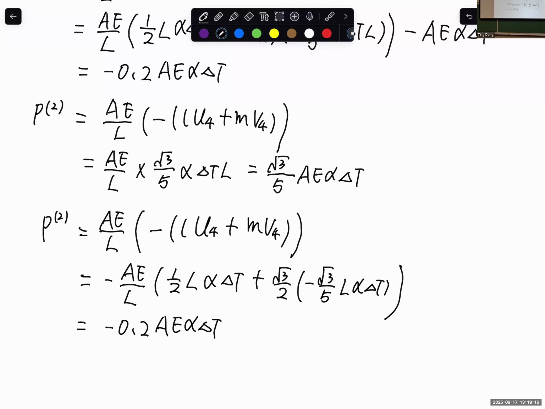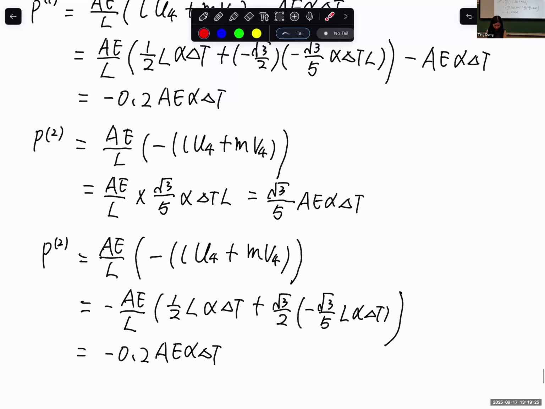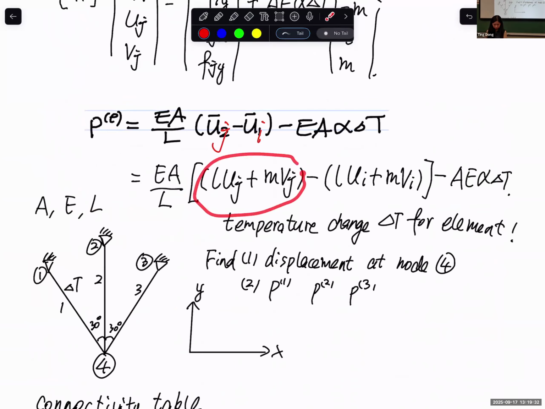Any question? I think negative again for the minus LU4, but LU2 is 0 minus. So let's go back to the original equation. I think for element 2 it is LU2 plus MV2, which is 0 minus this one, right? For element 3 it is LU3 plus MV3 minus this one. Yeah. Any other question?